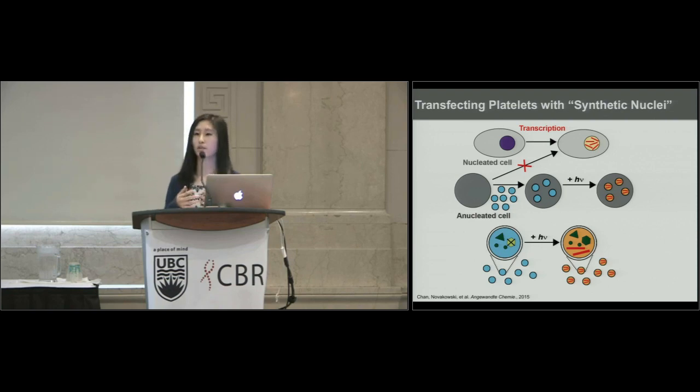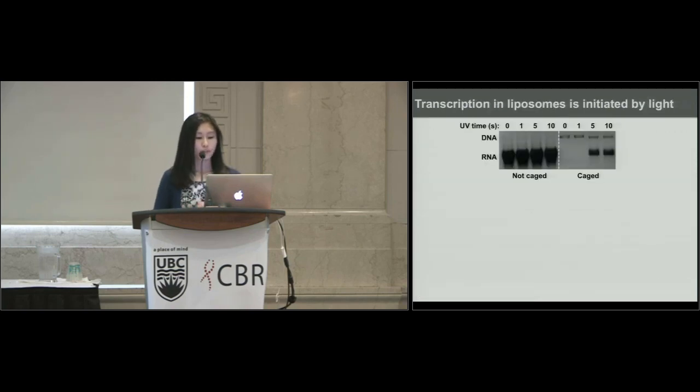So next I'll just give you very briefly some of the data we have on this. So first, we determined that we can controllably initiate RNA transcription using the photocaged nucleotides. So we're able to suppress the transcription and get the transcription to be reactivated upon light stimulation.